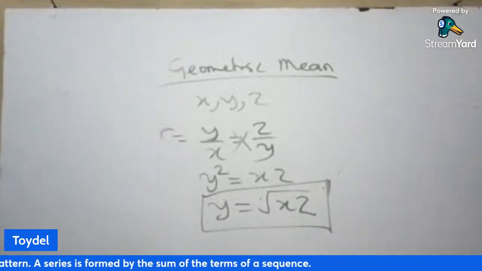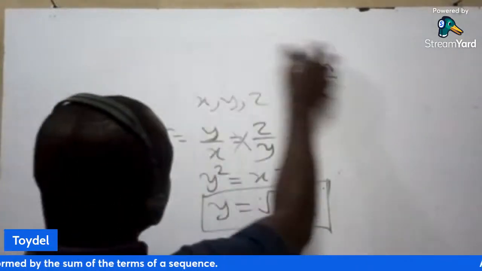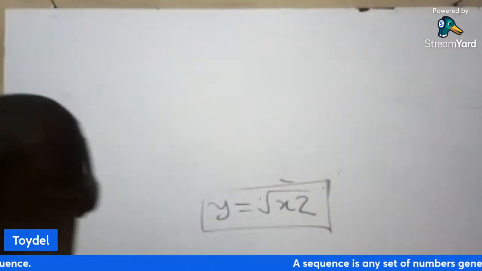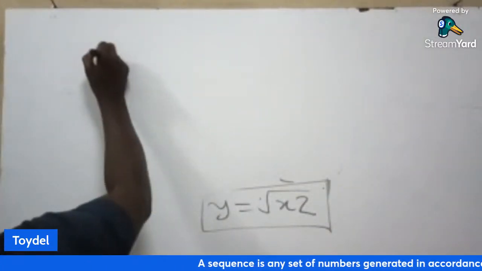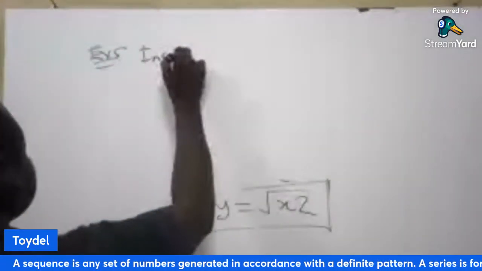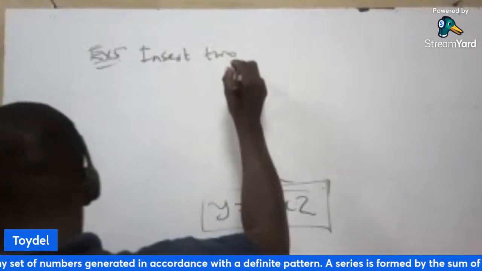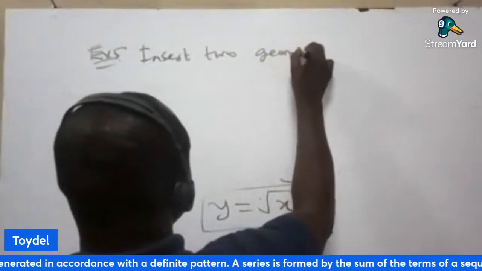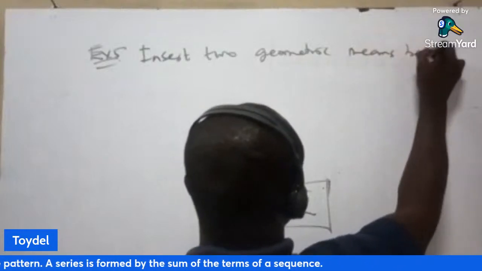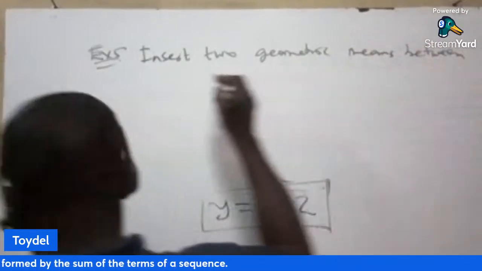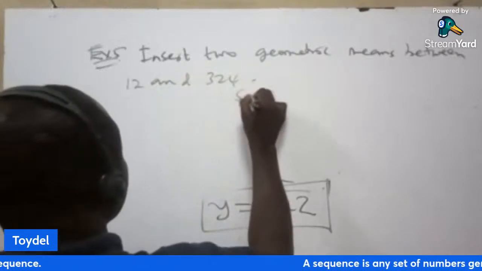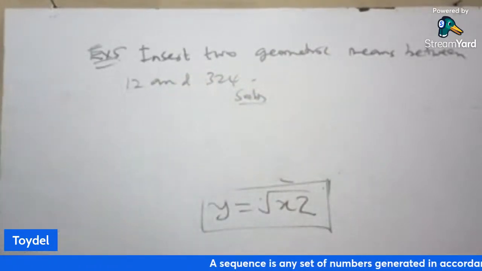Then we take one example under geometric mean. Then we move to series. So example 5. The question says insert two geometric means between 12 and 324. So that is what we are asked to find.